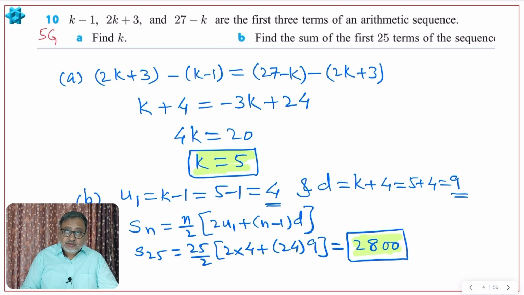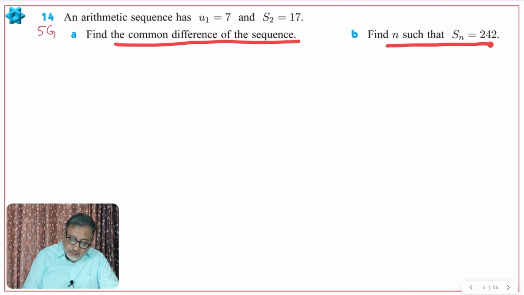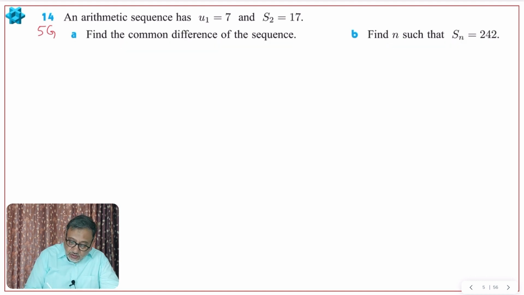So I hope you understood. There is nothing difficult. Okay, next question. It says an arithmetic sequence has u1 this, s2 this. Find the common difference of the sequence. Find n such that Sn is 242. Okay, no problem. This is also an easy question. Let us do it fast.